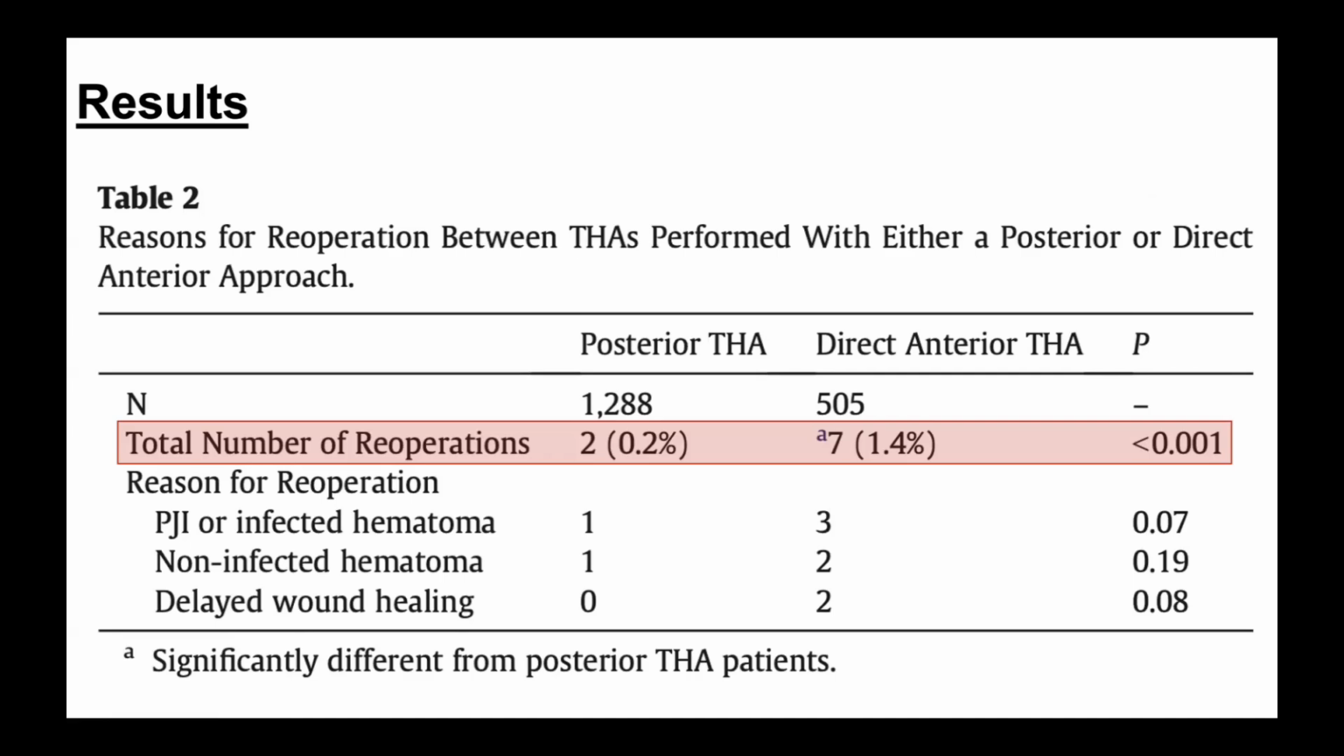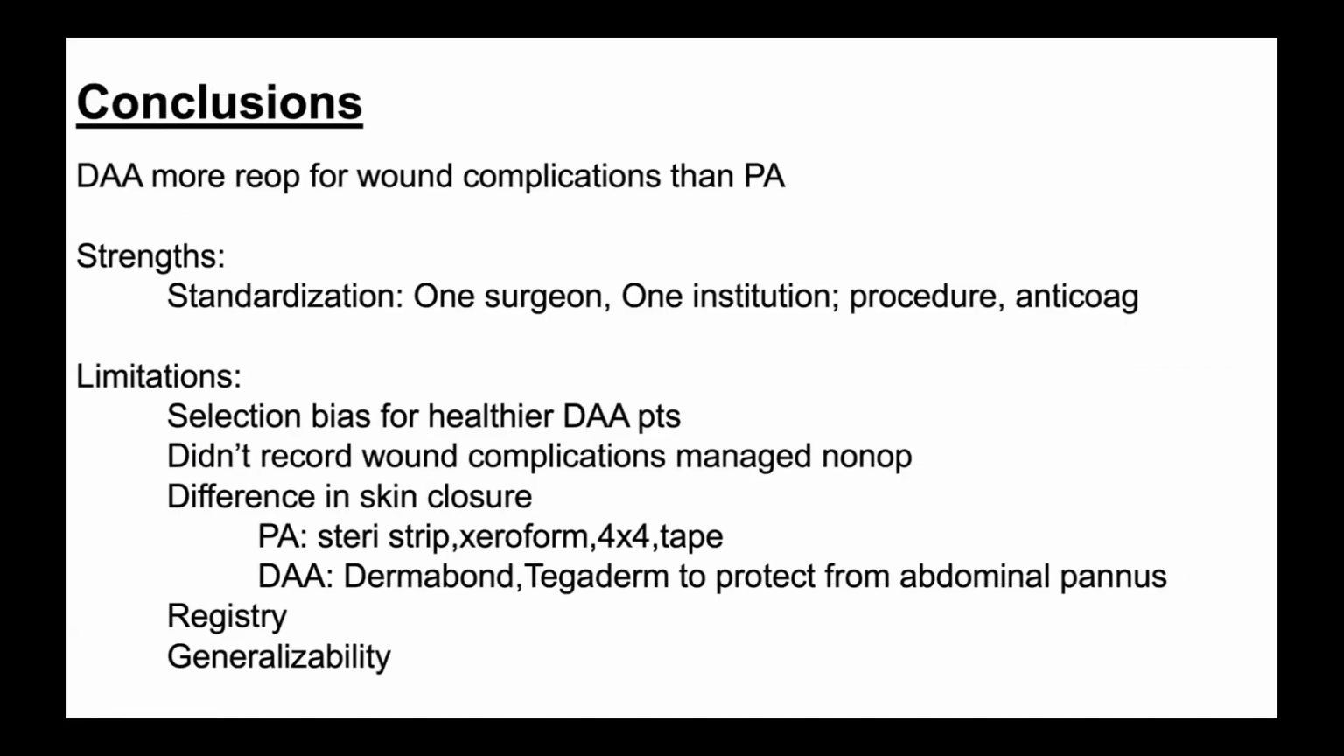Reasons for reoperation were infected or non-infected hematomas, delayed wound healing, or prosthetic joint infection. The reasons for reoperation were similar between approaches, but the overall rate was significantly different. So in conclusion, authors report a higher reoperation rate for wound complications after the anterior approach compared to posterior approach.